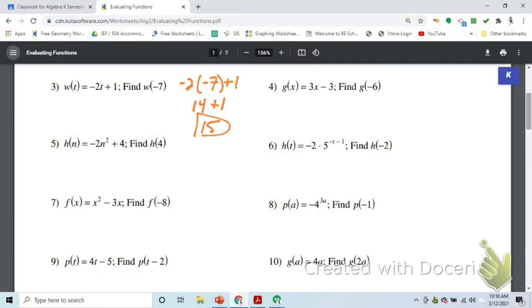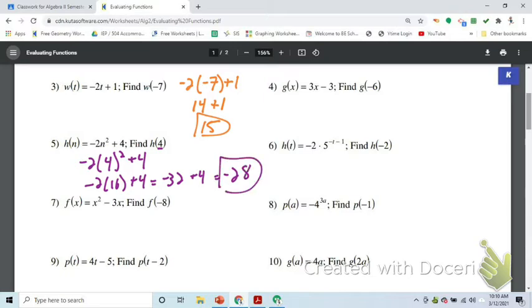This will be negative 2 times negative 7 plus 1. So it'd be positive 14 plus 1, which would be 15. Next up, change the color. This will be negative 2 times, well, plug in 4. So 4 squared plus 4. So this will be negative 2 times 16 plus 4. So this will be negative 32 plus 4, which is negative 28.